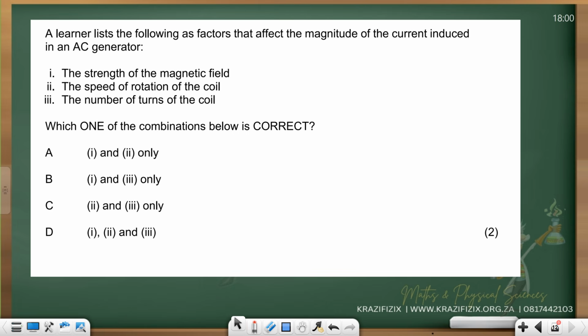A learner lists the following as factors that affect the magnitude of the current induced in an AC generator: the strength of the magnetic field, the speed of rotation, the number of turns. Will all of these affect the magnitude of the current? The strength of the magnet, yes, it will affect. The stronger the magnet, the stronger the magnetic flux. The speed of rotation, yes, if you increase the speed of rotation, we increase current. Number 3, number of turns. If it increases, answer is what? D. No argument.